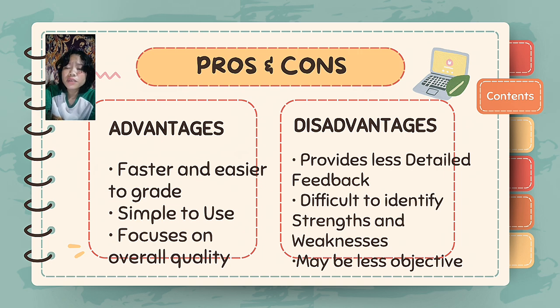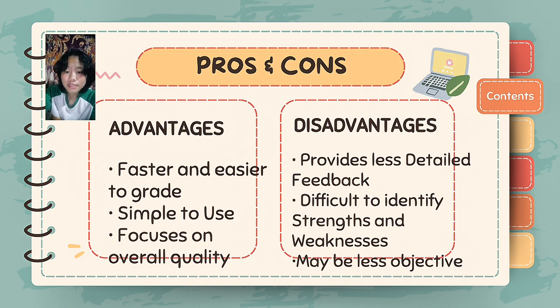So let's say, for example, a student's essay may have excellent ideas but poor grammar. With a holistic rubric, both are combined into one final score. So the teacher cannot clearly show which part needs improvement. Okay, that is just the problem for holistic rubrics.